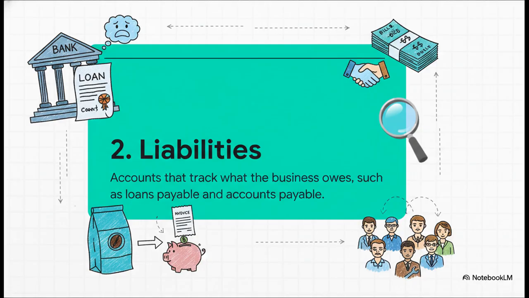Next, we have liabilities. And this is the flip side of the coin. If assets are what you own, liabilities are what you owe. These are the claims that outsiders, like creditors, suppliers, and banks, have on your company's assets. So, a loan you took out to buy that new equipment, that's a liability. The bill you haven't paid yet from your coffee bean supplier, that's also a liability. They represent a future obligation, a promise you've made to pay. Tracking these is absolutely critical for managing a company's financial risk.